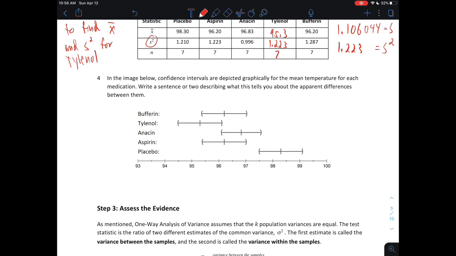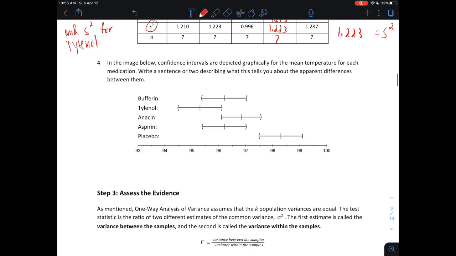What you might want to think when looking at this image, does it seem like one confidence interval is different from the others? What you might want to notice is whether there is one of them that seems to be furthest away from the rest. And just from that thought, you can see that placebo, that confidence interval, seems to be different from the other.